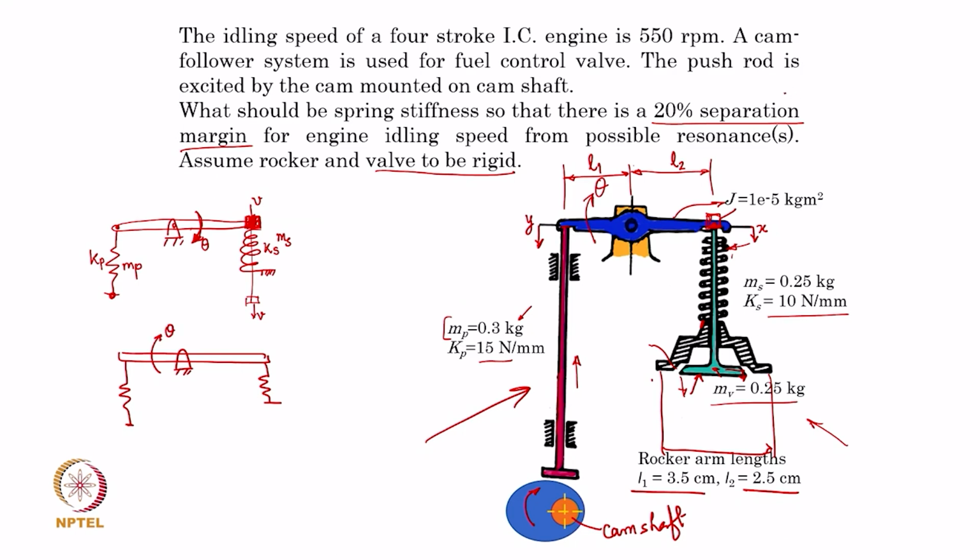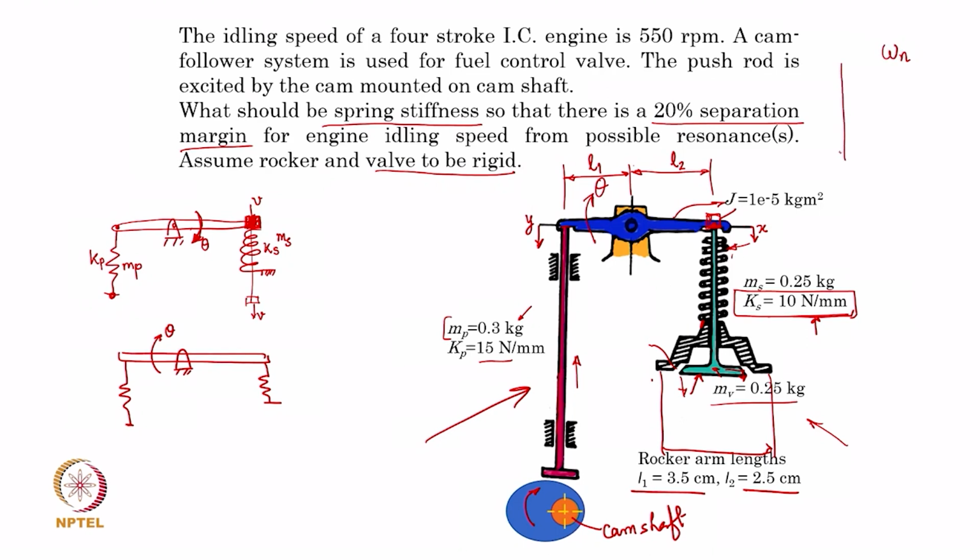Now, what is asked is not only getting the governing equation or solving for natural frequency, but it is almost like a design exercise. Although the spring stiffness is given here, what we have to see is, if the spring stiffness is considered as 10 Newton per millimeter, then is there a 20% separation margin for the engine idling speed. Since we have accounted for only 1 degree of freedom, it will give us one natural frequency omega n for this vibratory system.